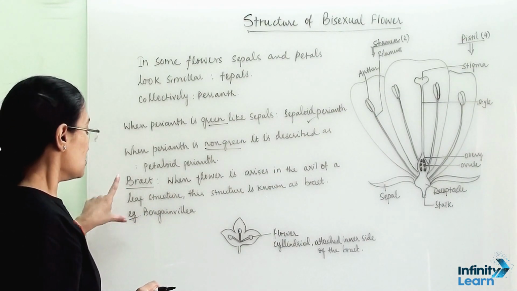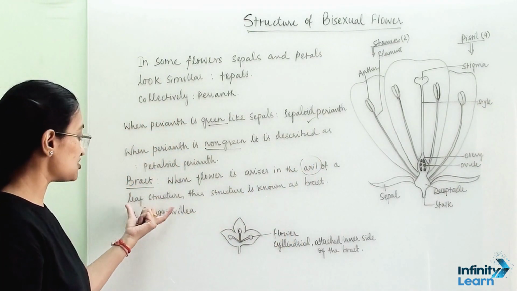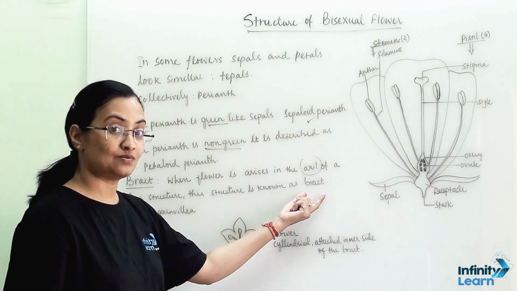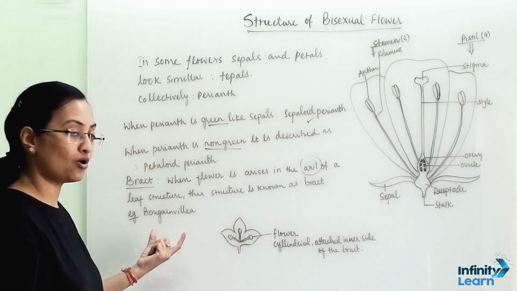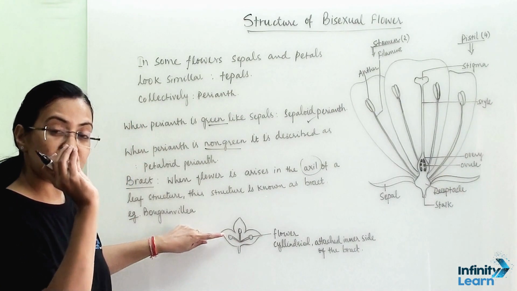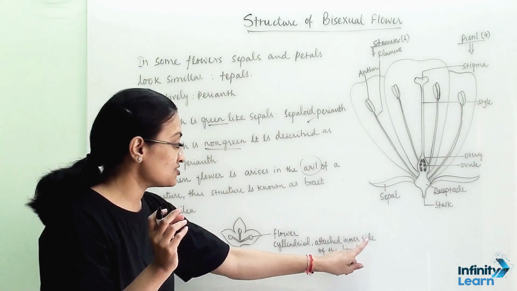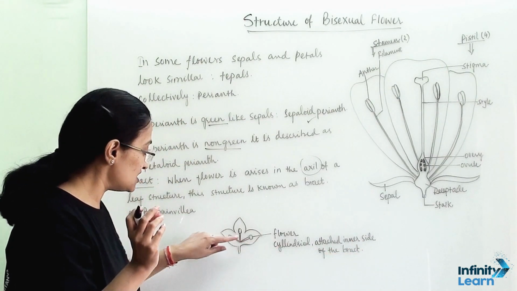Now bract. When a flower arises in the axil of a leaf structure, this structure is known as bract. Let us take an example of bougainvillea. In this, the flowers are in the middle, small, cylindrical, white and attached to the inner side of the bract. So these are the flowers.